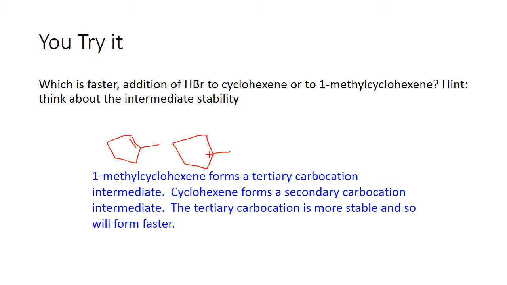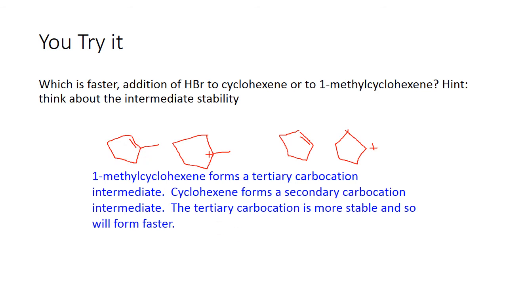Okay, when you treat it with hydrobromic acid, that forms faster than a secondary carbocation. This is cyclohexene. And when it is treated with hydrobromic acid, what happens? What is its intermediate? It is this intermediate, and this intermediate is secondary.